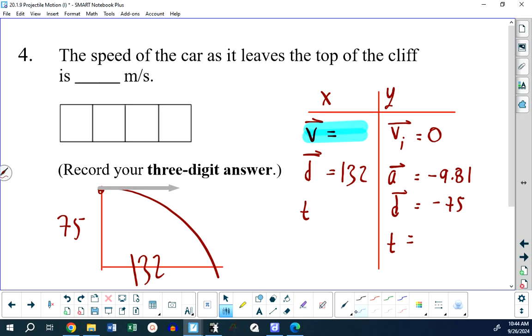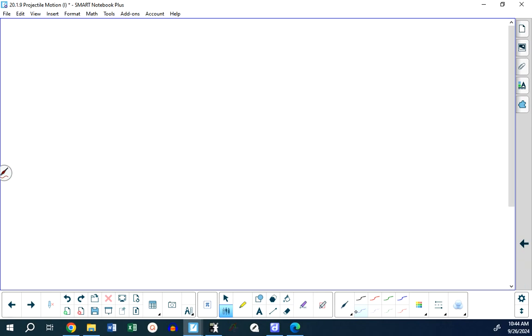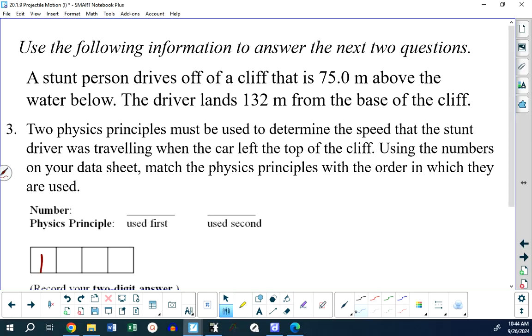I think we can answer question three now, because if we're trying to determine the highlighted thing, we're missing the time, which means we have to find the time over here, just like the previous question. And then instead of finding the displacement, we can find the velocity. So you're going to be doing physics principle one followed by zero here. So we can answer that. And now we can do the calculations, which are really simple.